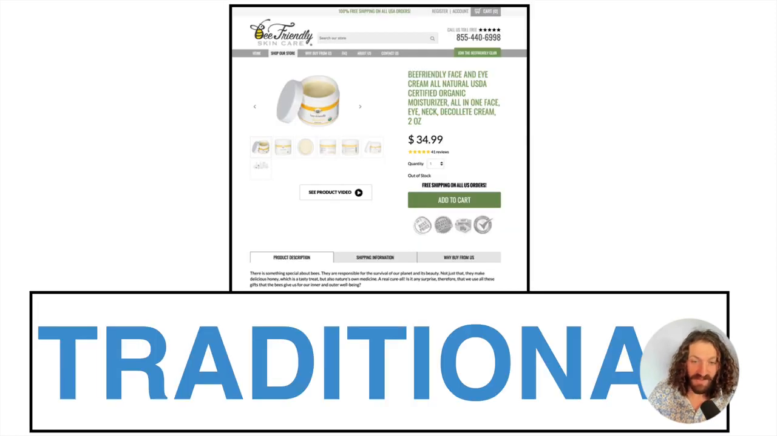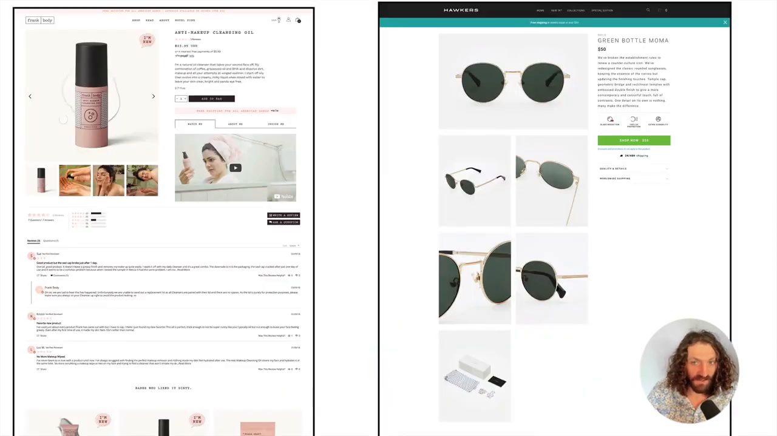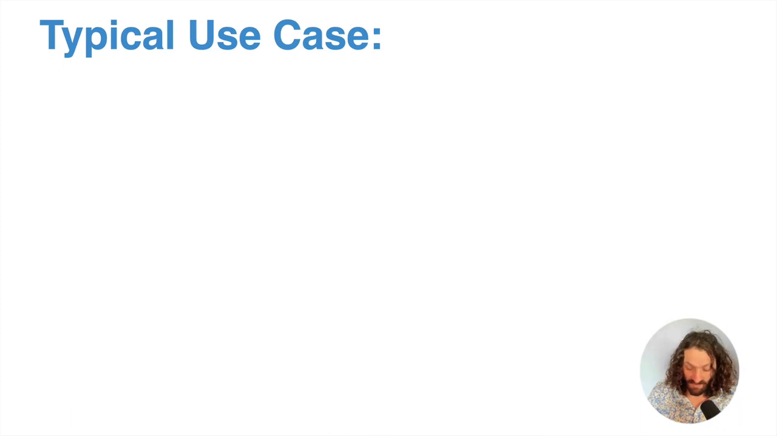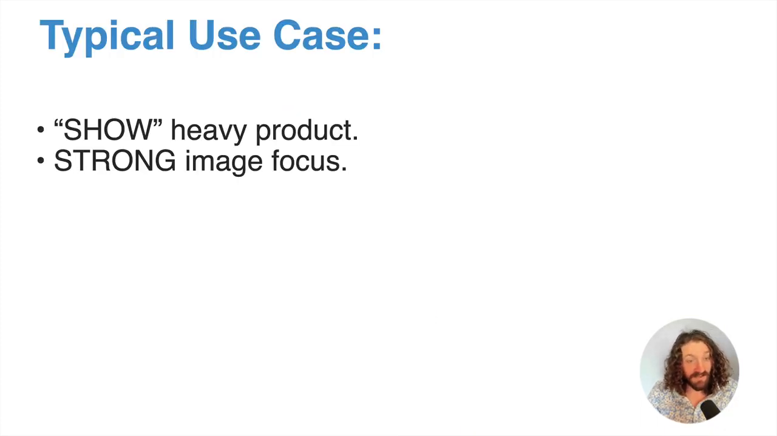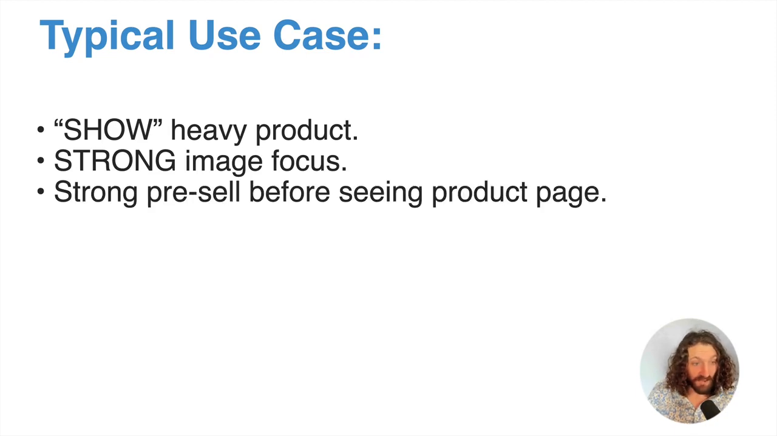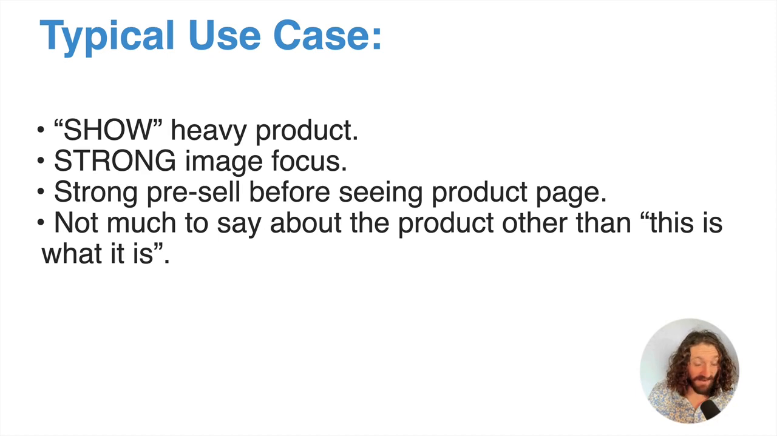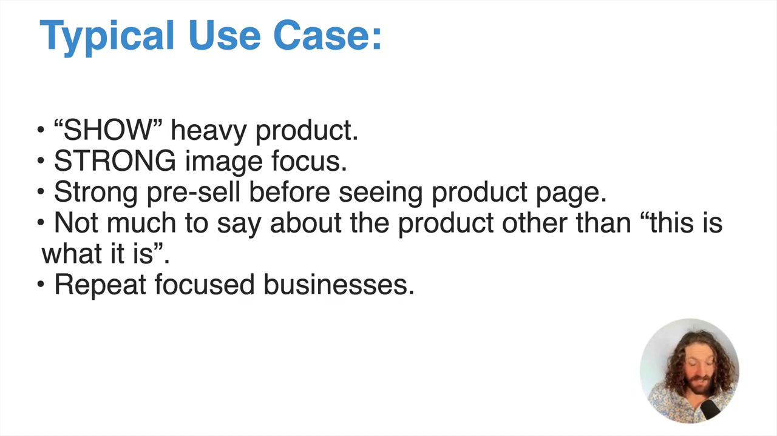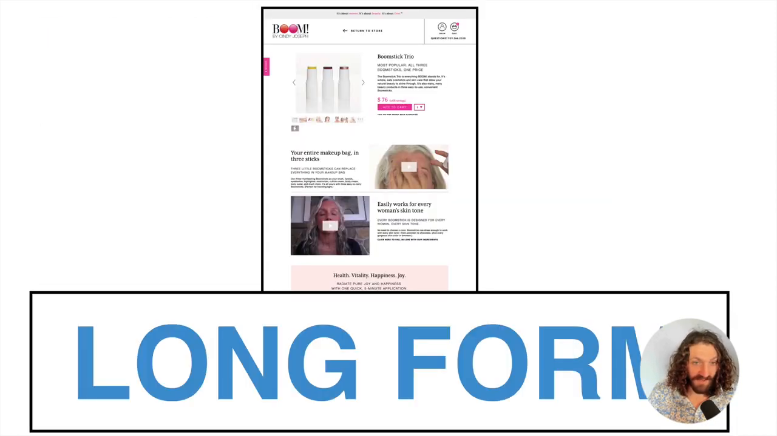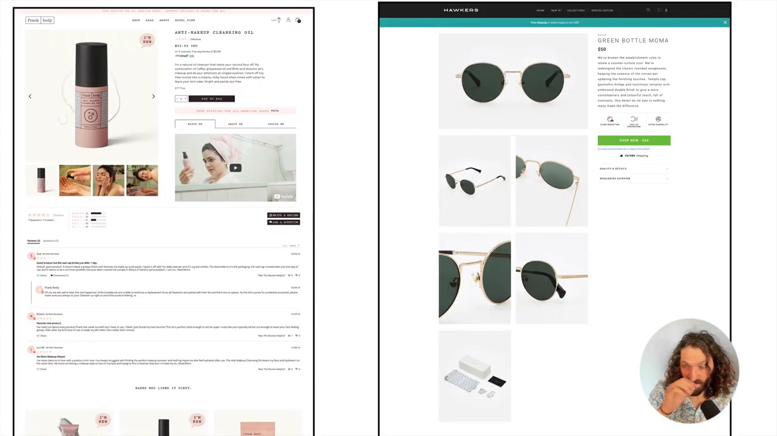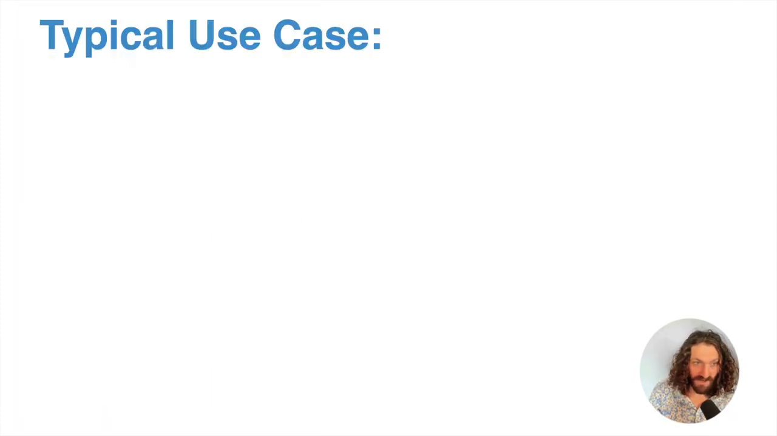So you really have three main types of product offer pages: traditional, which is kind of like this, and everything's kind of above the fold. The typical use cases are show heavy products. Don't have a lot to say about them. Strong image focus, maybe a strong pre-sale before seeing the product page. Not much to say about it other than, this is what it is. Brands that are focused on repeat business that don't need to do a lot of selling, low ticket items, and mobile focused brands. So that's traditional, where everything stays above the fold, old school product offer pages.